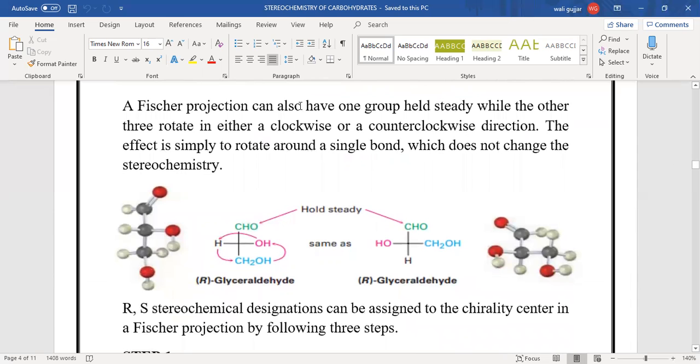A Fischer projection can also have one group held steady while the other three rotate in either a clockwise or counterclockwise direction. The effect is simply to rotate around a single bond, which doesn't change the stereochemistry. RS stereochemical designations can be assigned to the chirality centers in a Fischer projection by following three steps.